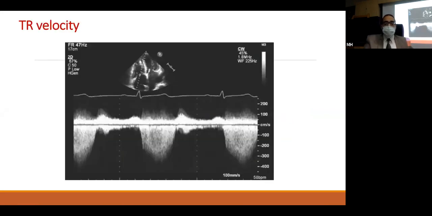Tricuspid regurgitation velocity is very important because patients with diastolic dysfunction have a high pulmonary wedge pressure and some pulmonary hypertension. So if the tricuspid regurgitation velocity is more than 2.8, this gives you an indicator that this patient may have diastolic dysfunction. So this is one among the 4 variables that I highlighted before.